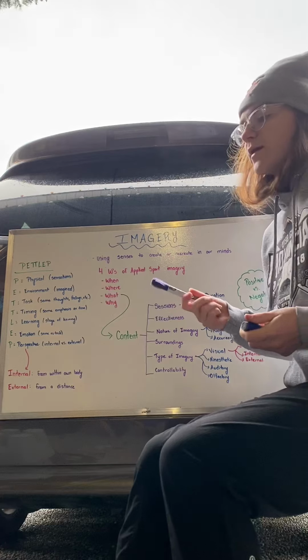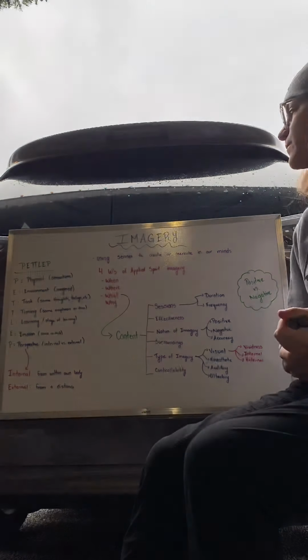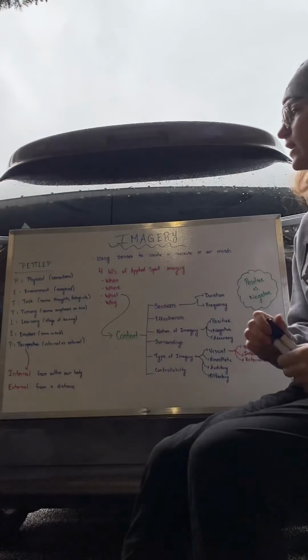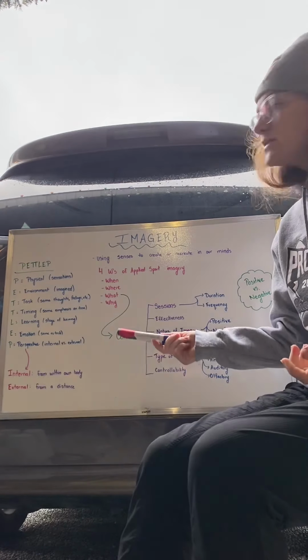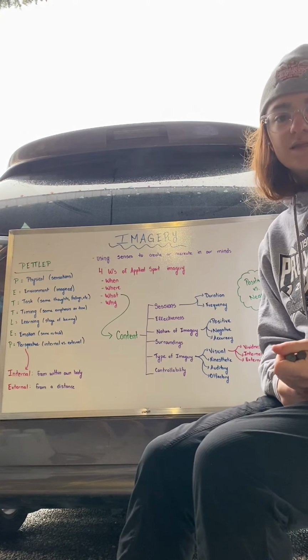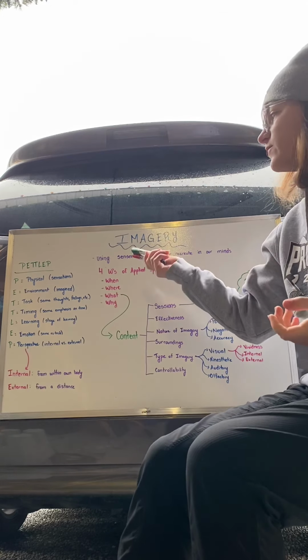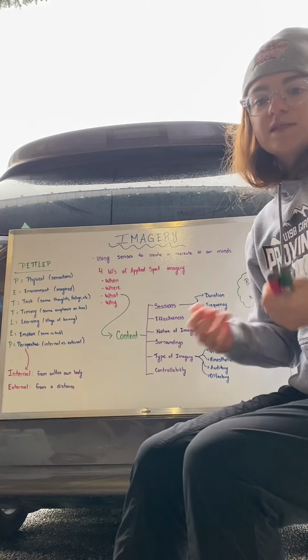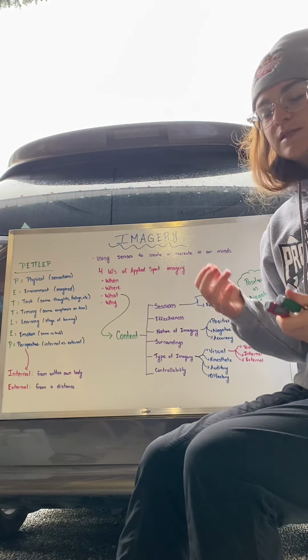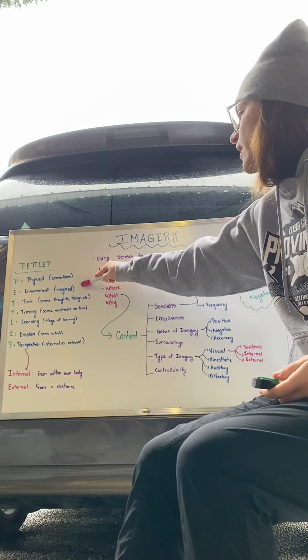PETLEP describes a functional hypothesis about using imagery, and it has 7 letters for 7 different components to using the theory. So physical, which is all the sensations you're feeling, making sure that all those sensations are exactly the same as you would feel. Then you have environment.